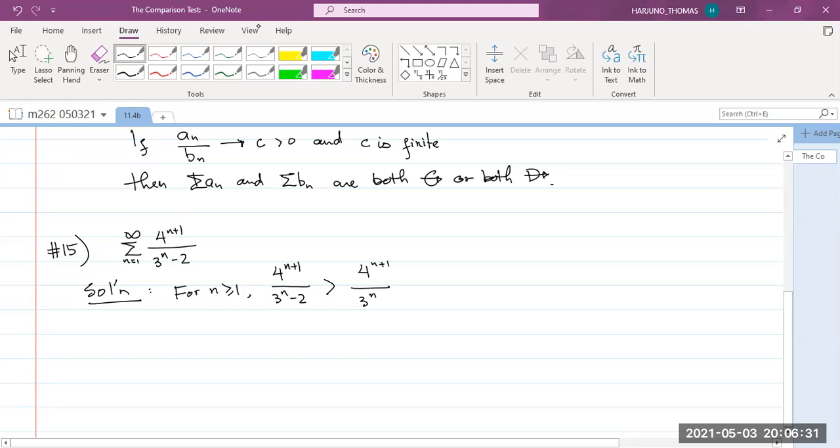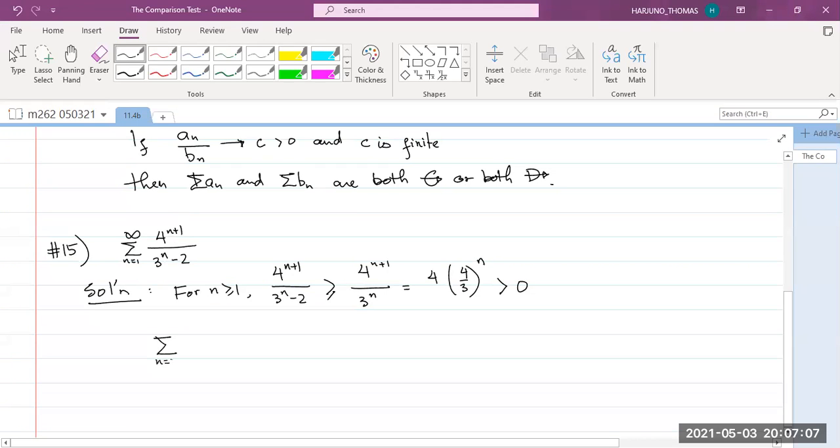Why? If you divide by something smaller, the quotient will be greater, right? Okay, to be safe, let me make it greater or equal to. But that means this guy here is 4 times 4 over 3 to the n. Okay, so the series, and this is positive, by the way. This is positive for n greater or equal to 1.